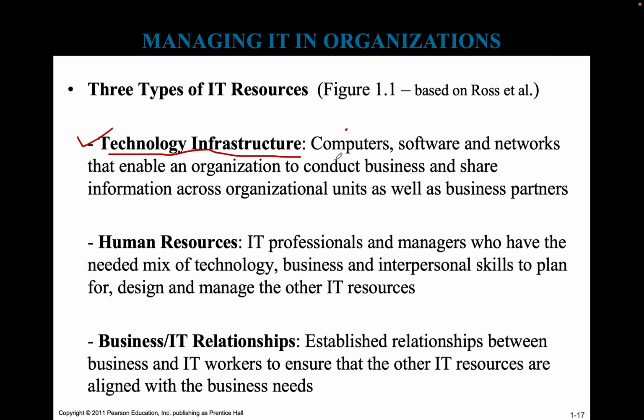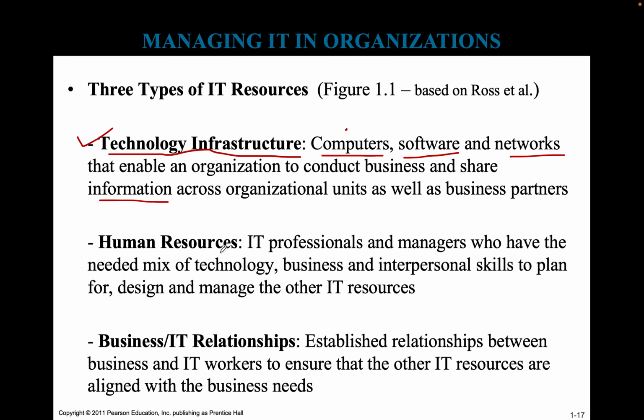Like computers. You should have computers in your offices. Software. You should purchase software that the computer needs to work with. Network. You have internet. The office should have internet in order to be like a real IT infrastructure company. Okay, network information also across the organization unit as well as business partners. Okay, you need network information. That's number one, other technology infrastructure.